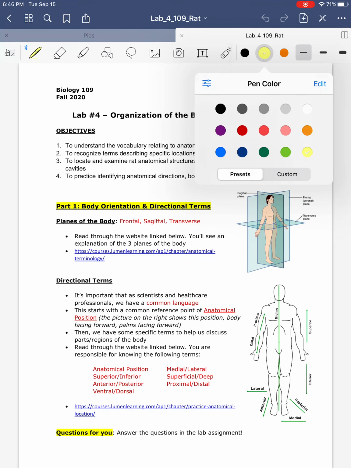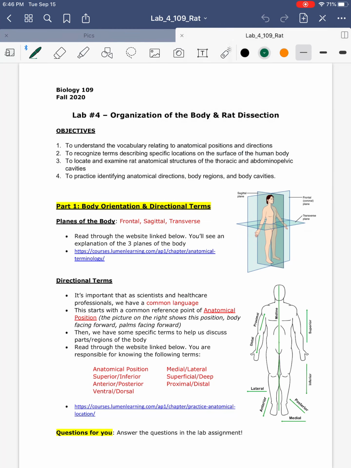All right, so as always, I like to do a little video just to introduce some of the most important concepts, all right? Part 1 of this lab involves some terms for orientation of the body and directional terms.